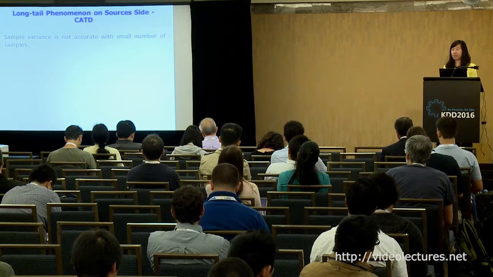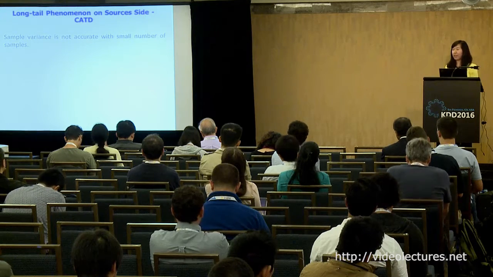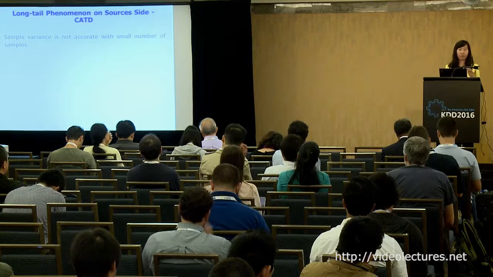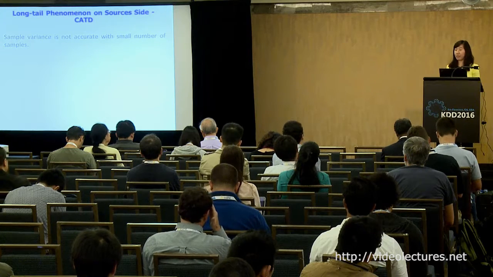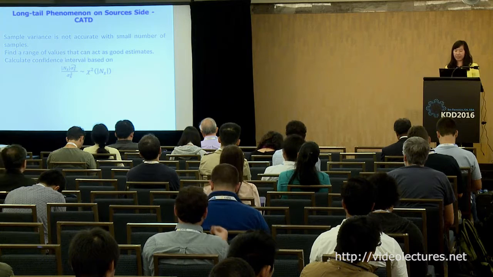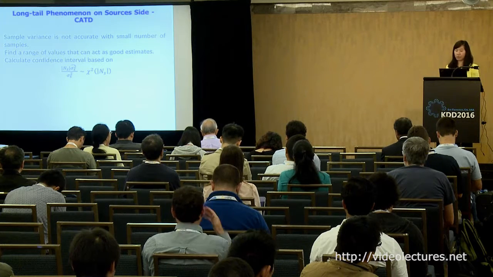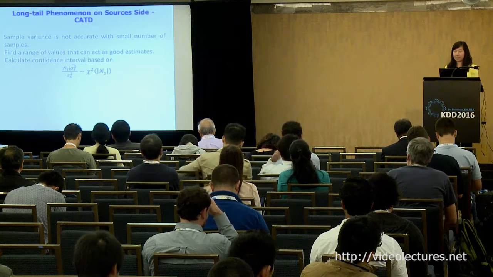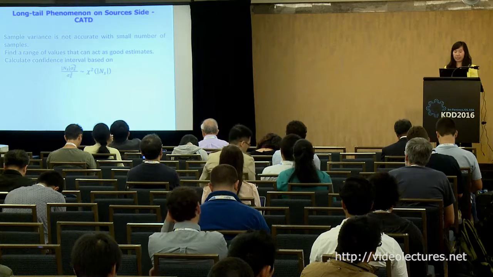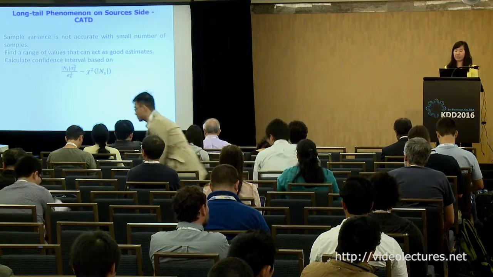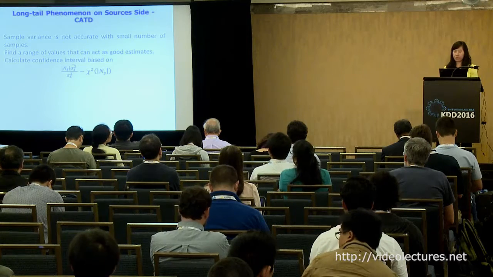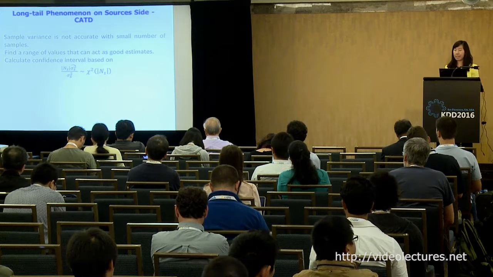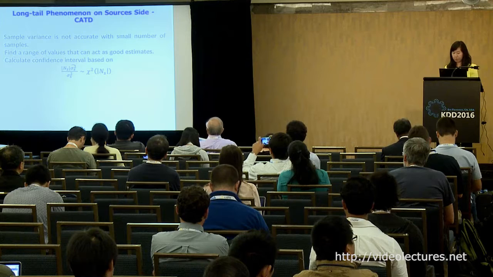But the problem is that this sample variance is not accurate when we have a small number of samples. So for those sources that make only a few claims, this sample variance is not a good choice. So then we consider this confidence interval solution. So basically, we derive this statistic on the left-hand side, which involves the sample variance and also the true variance. And this n_s is the number of claims of each source. And we found that it follows this chi-square distribution.